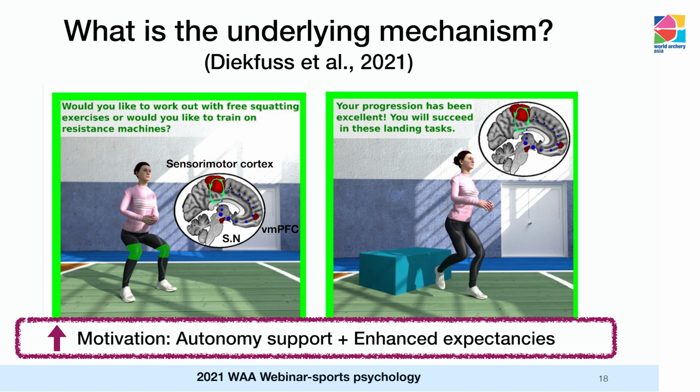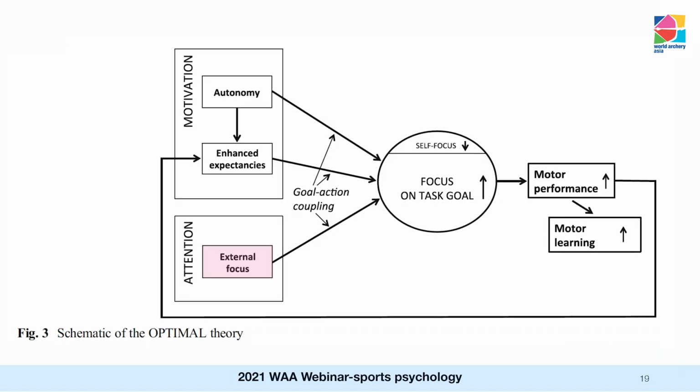However, this is still a hypothesis, and we don't have very direct measurement and investigation so far. So it still requires more scientific, more neuroscience studies to confirm this hypothesis. Then let's look at the second factor of the theory, which is the attention.